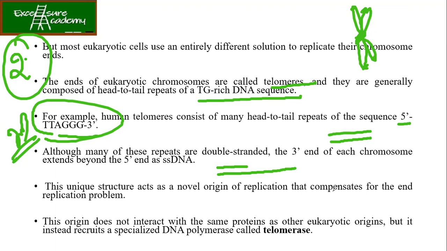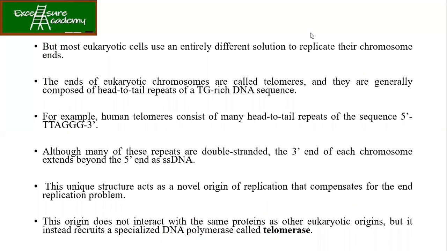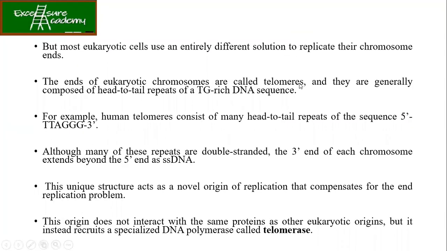Now, how does this happen? Let's talk about that. So this origin does not interact with the same proteins as other eukaryotic origins, but it recruits another specialized DNA polymerase called telomerase. So guys, telomerase is nothing but another type of DNA polymerase. Okay? Yeah. So in the next lecture, we are going to talk about the telomerase in detail.